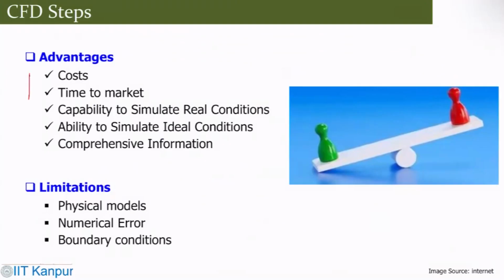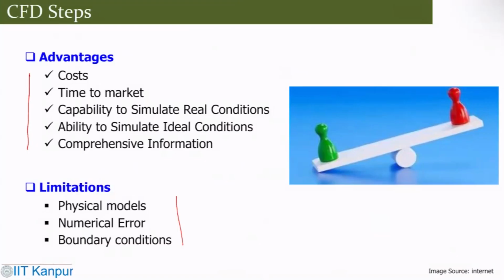So you have cost, time, and the ability to simulate. These are quite advantageous. Obviously, there are physical models, numerical error, and boundary conditions, so one has to be very, very careful while doing this. They should not commit such mistakes, which could lead to a problem.